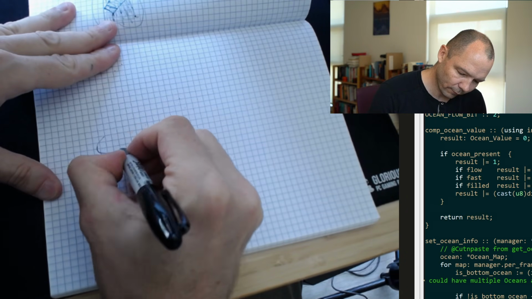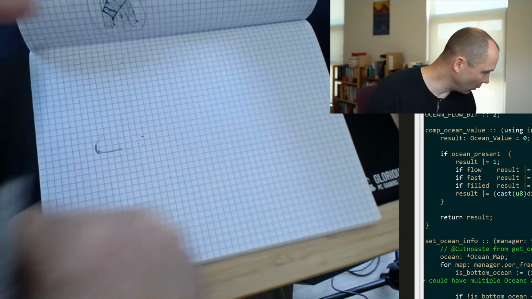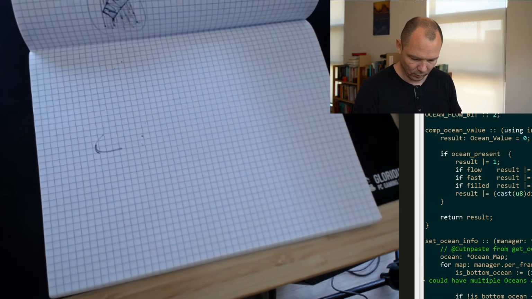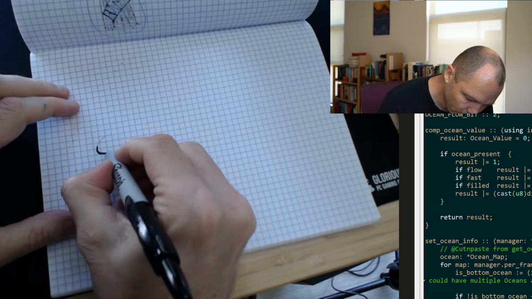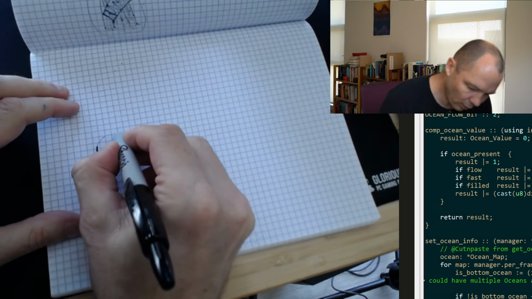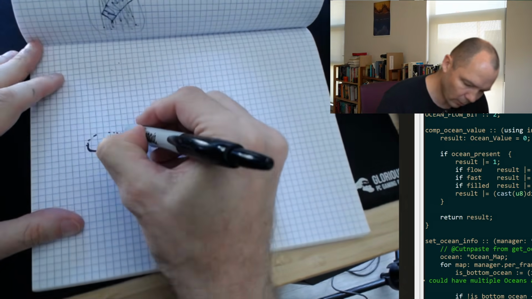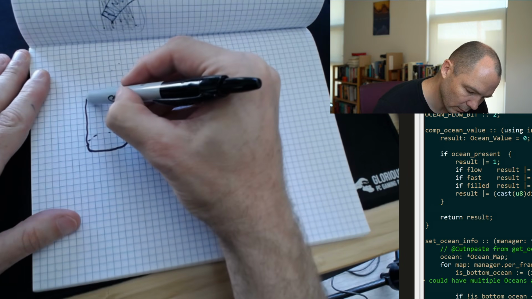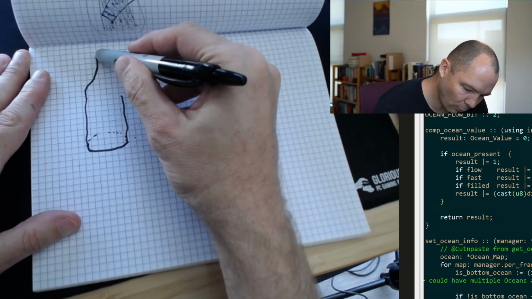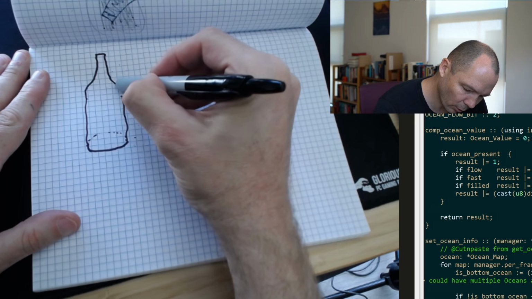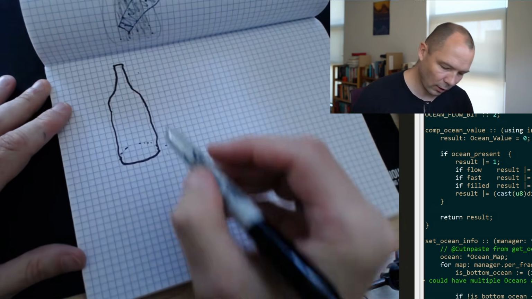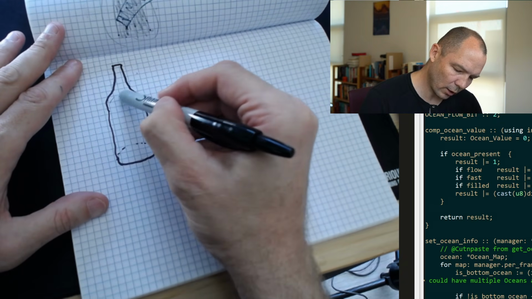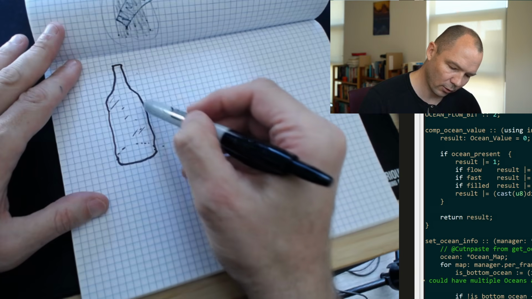Come on, pen, don't die on me. Let's try a different one. So this is going to be like the inside of the beer bottle, and it goes up, and it goes up, and then, see, I'm putting more effort into this beer bottle. So this is a good beer bottle. It is not opaque.